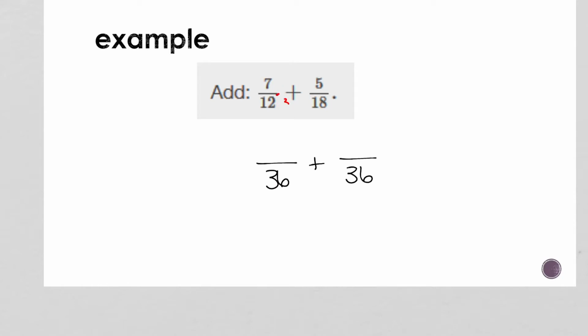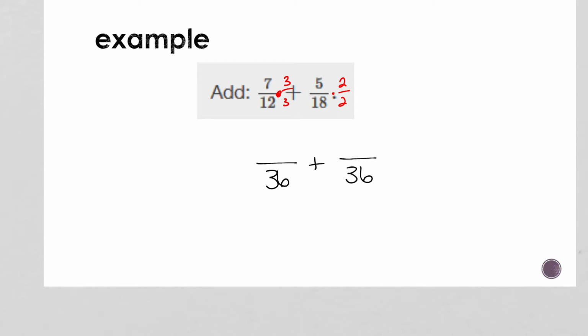So what I do to the bottom, I have to do to the numerator, correct? That's what I've been telling you this whole time. So we've got to multiply by 3 over 3. Now what do I have to multiply 18 by to get it to be 36? 2. So that's 2 over 2, right? 2 over 2 is 1. 3 over 3 is 1.